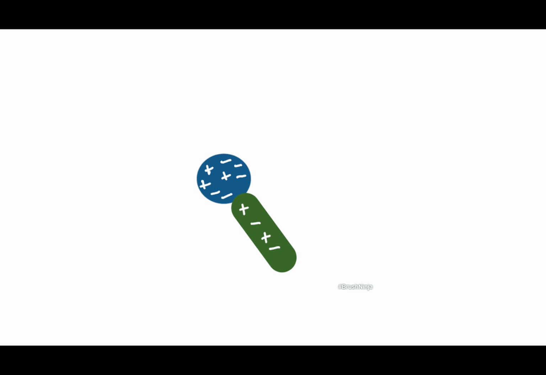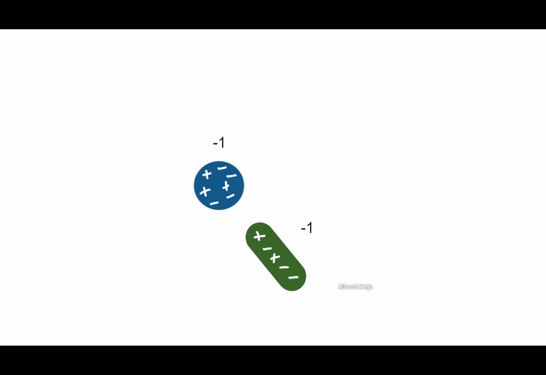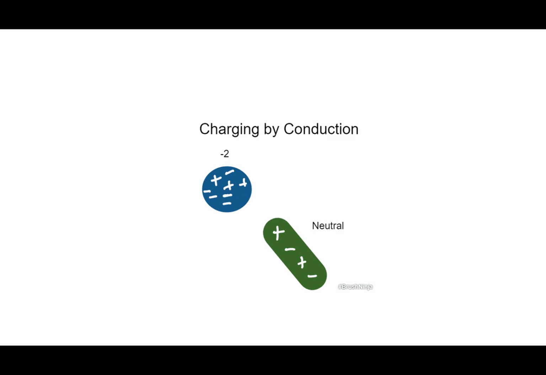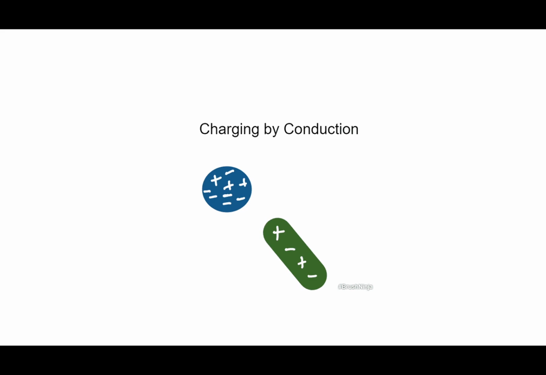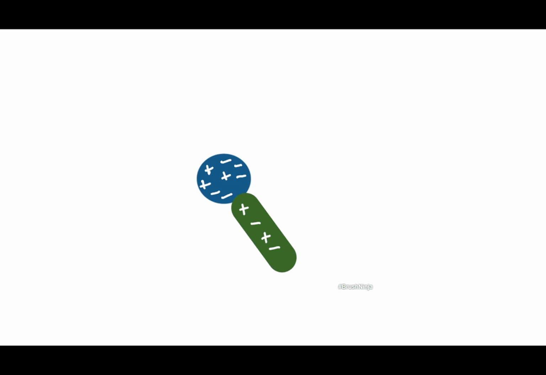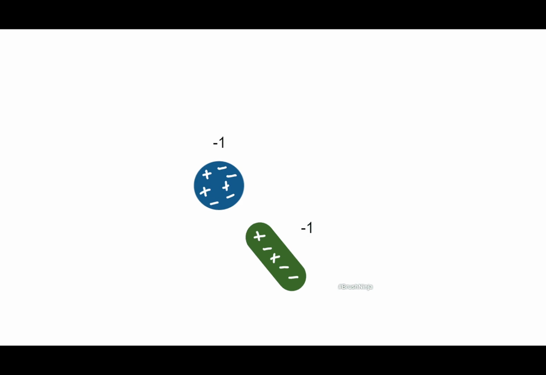So we see a negative object and a neutral object. We see them touch. We see the negative object push electrons into the neutral object, or they transfer over, and they end up with the same charge. So again, this is by conduction or by contact.